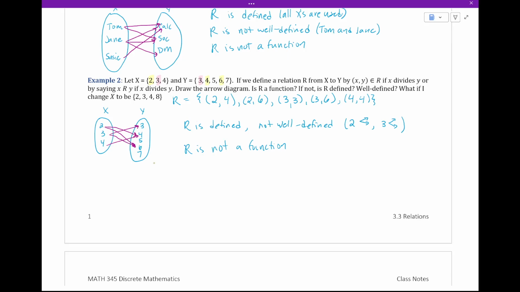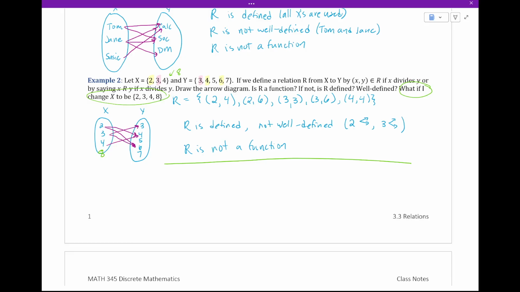So now we have a second scenario here. What if I changed x to be 2, 3, 4, and 8? So I'm adding an 8 down here. Let's go back and revisit our relation. If I put an 8 in here, I need to figure out, does 8 map to anything in y? And the answer to that, I think, is no. 4 is divisible by 8, but we're looking for, does 8 divide anything in here? And the answer is no. So I would add this to my arrow diagram, but not have an arrow pointed any direction.